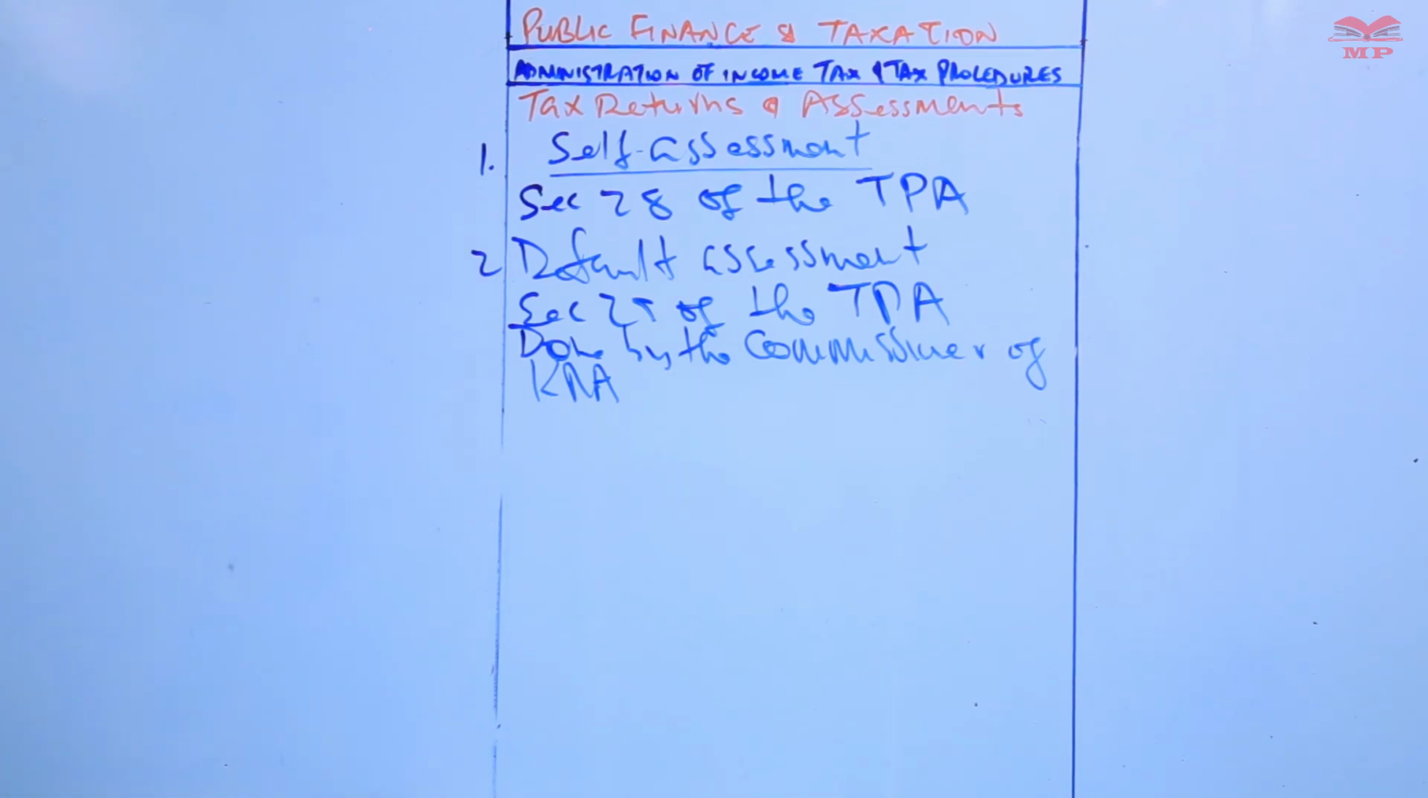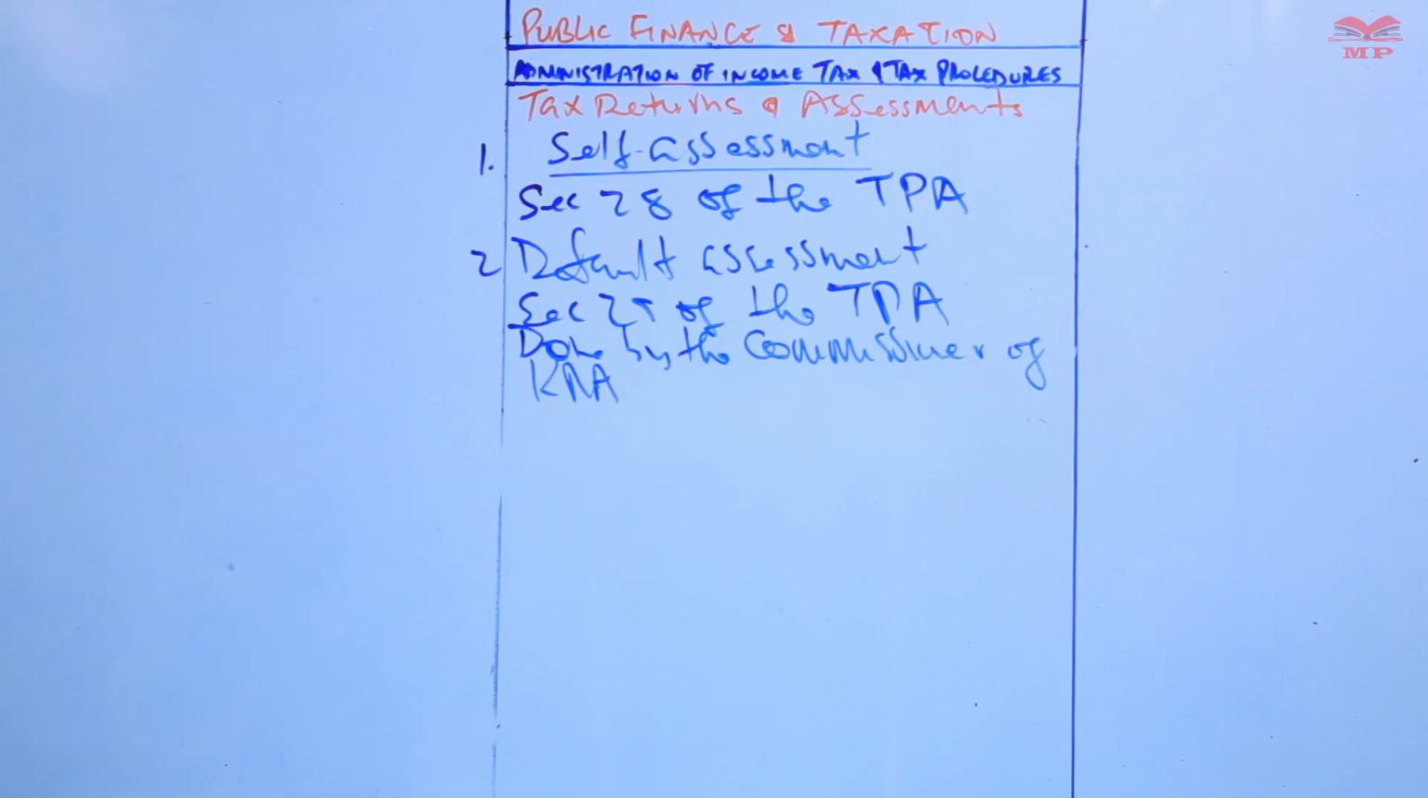Now, based on any information available to the commissioner, e.g. from third parties like employers, banks, or past records, and to the best of their judgment, the commissioner will estimate the tax payable by the taxpayer and issue a default assessment. And that, of course, has implications.